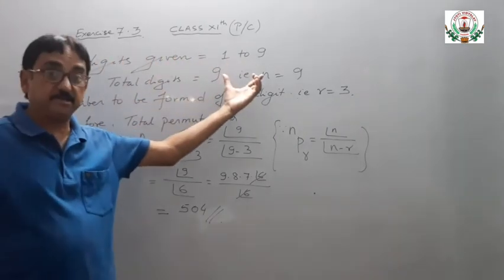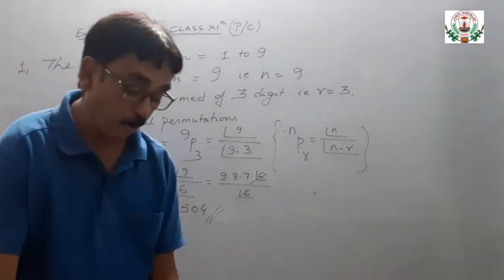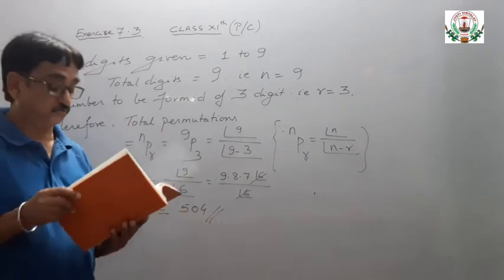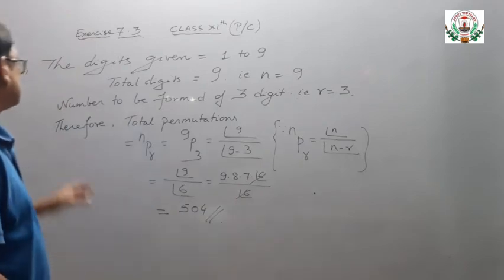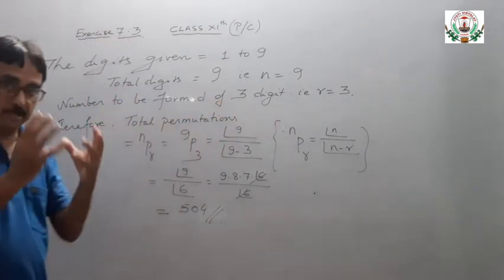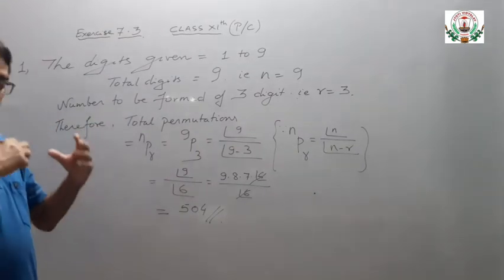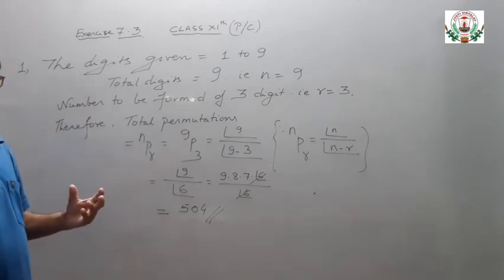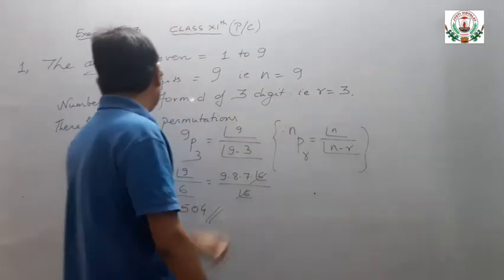The number which is to be formed from these 9 digits will be a 3-digit number. It is given how many 3-digit numbers can be formed using the digits 1 to 9 if no digit is repeated. So the number to be formed is of 3 digits. It means that out of the 9 objects we have to take 3 different objects. 9 different objects are given but we have to pick up 3 different numbers, that is the value of r equals 3.